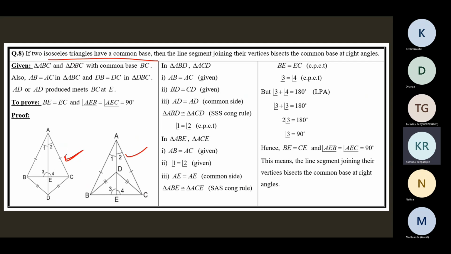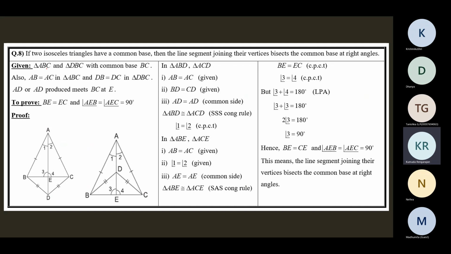But in NCERT, this figure is given, so you don't have to consider the other case. But when you have a statement like this, you have to consider both the triangles, meaning both the figures. All right, the proof is the same.